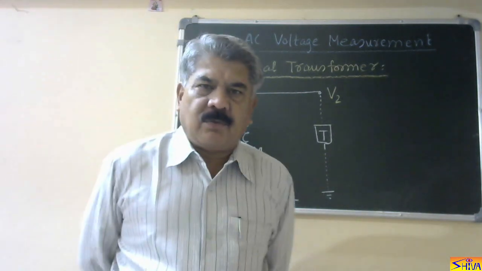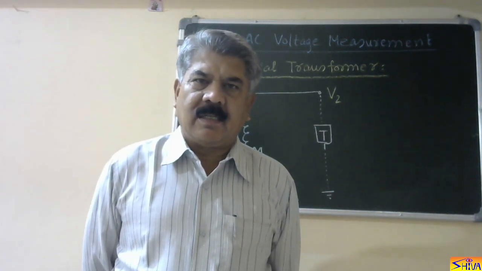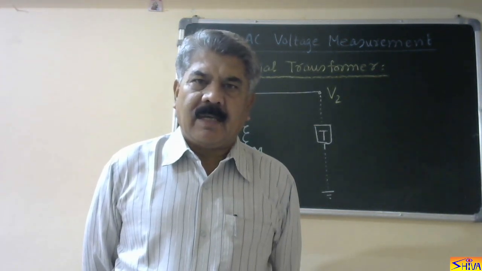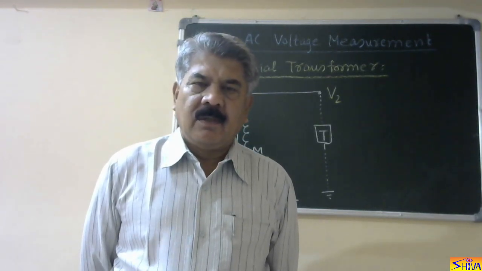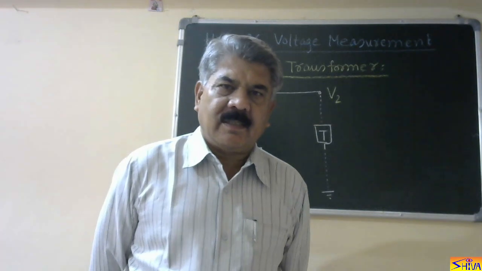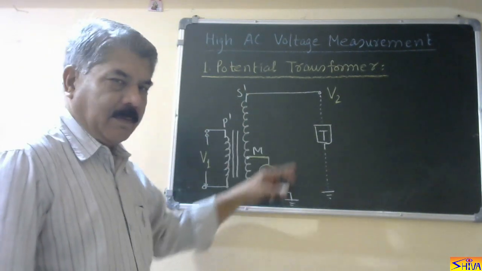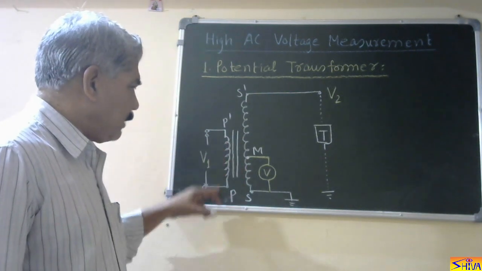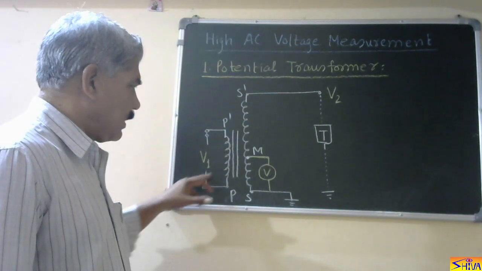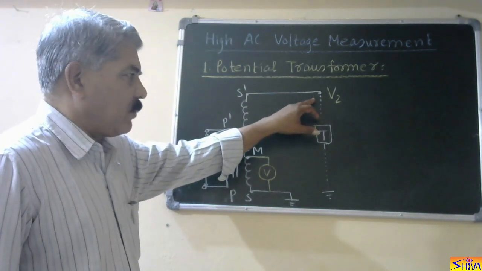Now in my last unit, that is generation of high voltages, I have discussed generation of high AC voltage by testing transformer as well as cascaded transformers. So in all testing transformers, there are three windings. First is primary winding. This is the diagram of a high voltage testing transformer. P dash is primary winding, voltage is V1. S dash is secondary winding. This is the high voltage terminal.